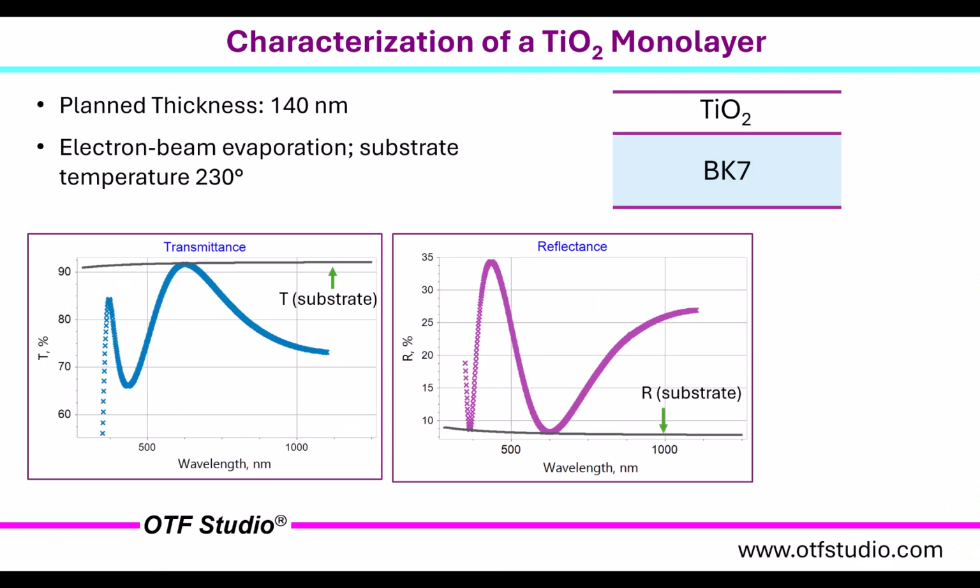In this video example, I will demonstrate how to characterize a titanium film on BK7 substrate. The planned thickness of the film was 140 nanometers. The film was produced using electron-beam evaporation, and the substrate temperature was 230 degrees during the deposition process. At my disposal, I had transmittance and reflectance at quasi-normal incidence. In this picture, we can see a comparison of measurement data, transmittance and reflectance, and the data of the uncoated substrate.